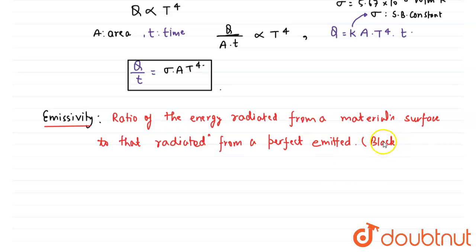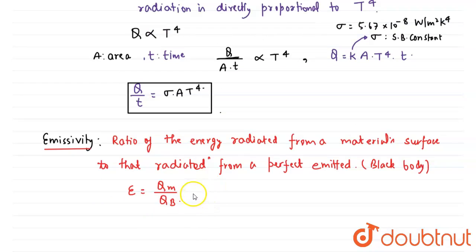We can define it as a ratio of energy radiated from any material surface to the radiated energy from a black body. Okay, so if epsilon is the symbol for emissivity, then it should be the ratio of energy radiated. If energy radiated is Q from any material, divided by energy radiated from a black body. This is the concept of emissivity.